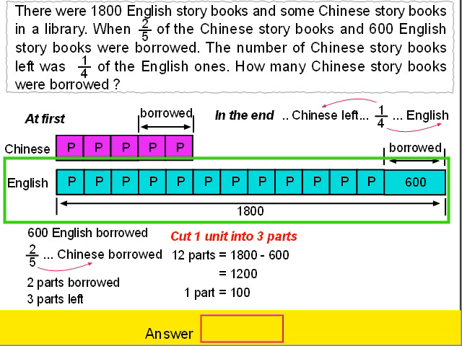Question: how many Chinese storybooks were borrowed? So we look at the model of the Chinese one, and we know that 2 parts have been borrowed. Since 1 part is equal to 100, therefore 2 parts will be 200. So the answer will be 200 Chinese storybooks were borrowed.